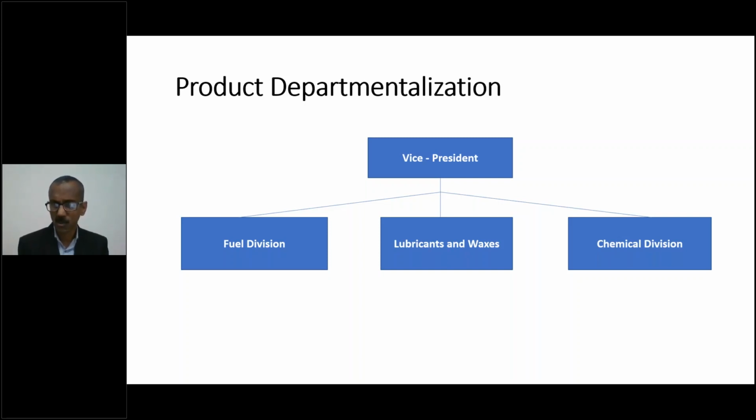People in fuel division focus only on fuels. There may be various functions, but all those functions relate to fuel. So this is good. This arrangement overcomes the coordination problems created by functional departmentalization in this kind of a situation. So product departmentalization has its own benefits. You can add products, right? If you have this kind of an arrangement without any complication, if you want to add one more product, one more division, you can add, because that will not affect the earlier divisions that you have.